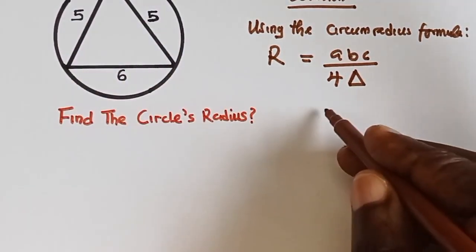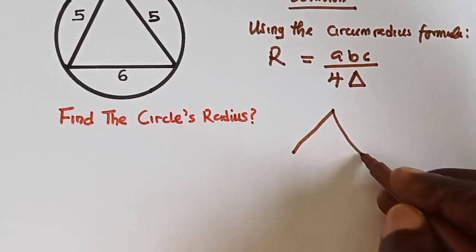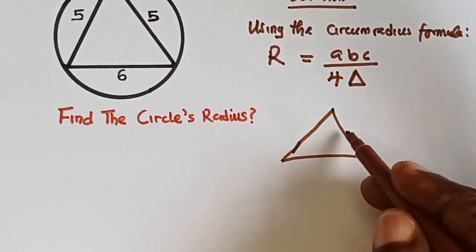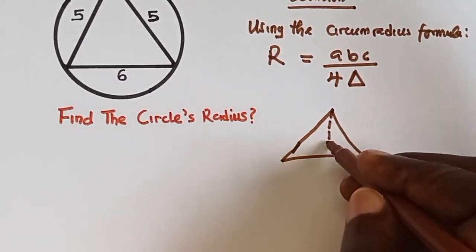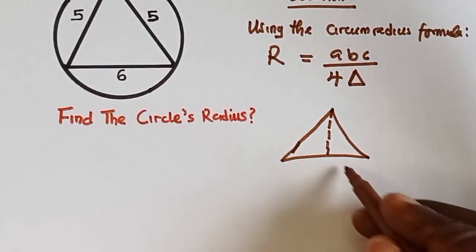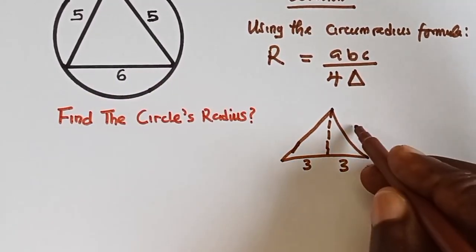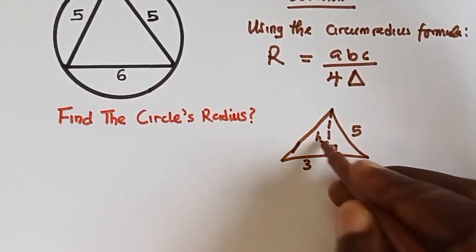Okay, so we have the triangle. Let me draw it. We have the triangle, right? So it's an isosceles triangle, and then this will give us the vertical height. From here to here is 6. That means this space is 3. This space is 3. This is 5. Then we can find the vertical height.